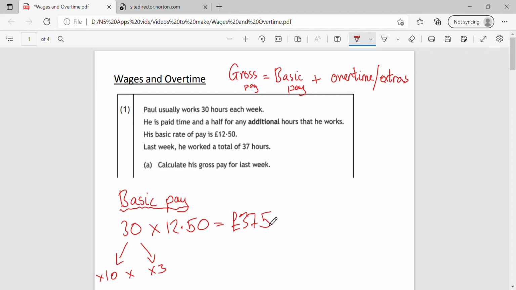Then we need to work out what this person gets for overtime. Now for overtime, you're going to get paid at a higher rate than you would normally. And in this question it says he's paid time and a half. Now there are 3 main ones you really need to know for National 5 apps. Most of them are quite self-explanatory. So for time and a half, in this situation, we would multiply by 1.5. So that's time and a half.